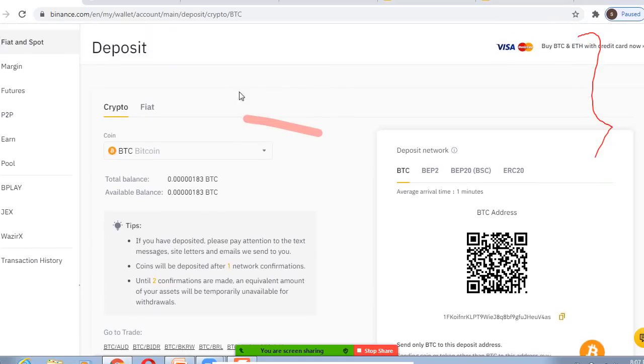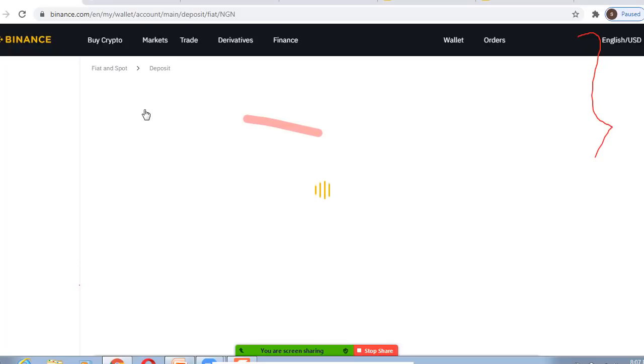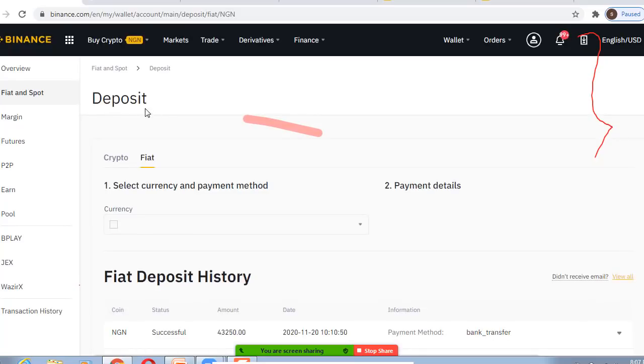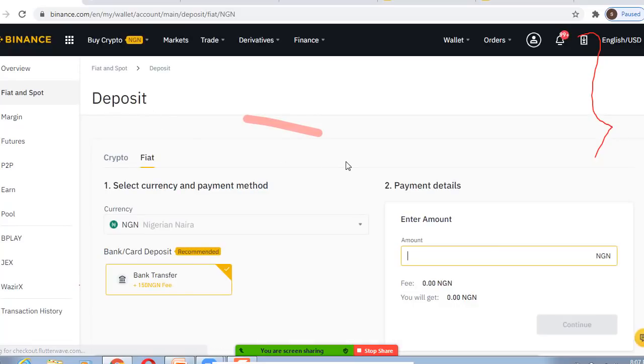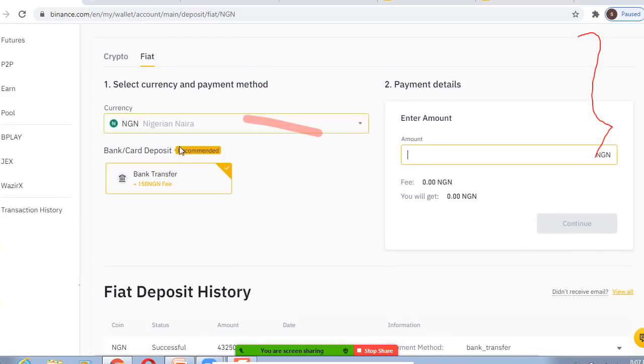Now, if you want to receive Bitcoin, you go to withdraw. But here I'm talking about deposit. So let's deposit fiat, which is our naira. It's very easy and simple. What you do is ensure it's on fiat. Nigerian naira should be chosen.